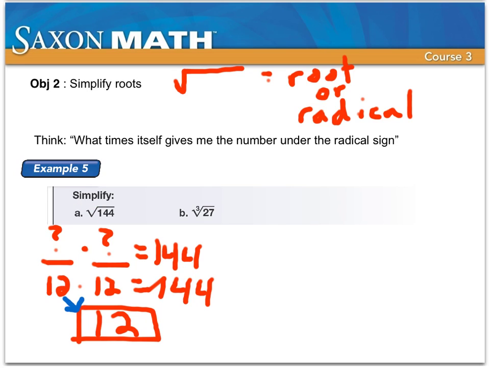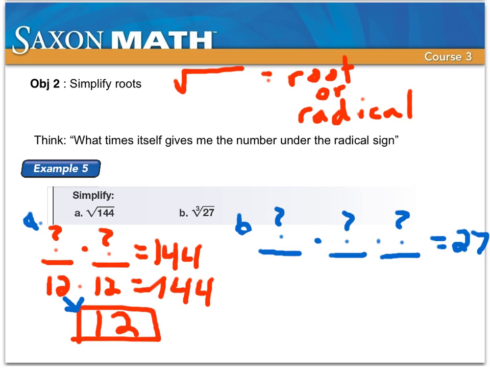So let's look at B. This asks for what's called the cube root of 27. Notice it's got this little 3 right here. That tells me I want to multiply something by itself 3 times to equal 27. Sorry, I should put a B here, and A was over here. So what times itself 3 times gives me 27?